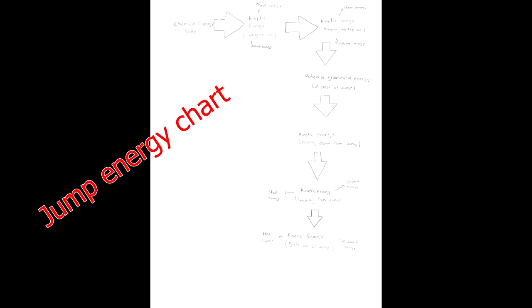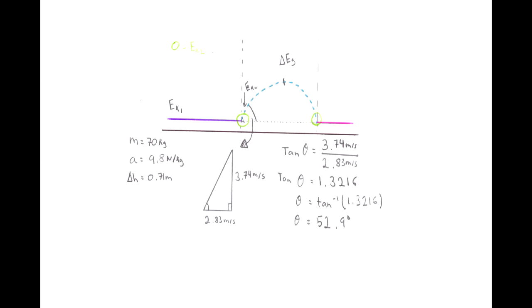Now moving on, what is energy conservation? Energy conservation is the idea that energy is never created or destroyed. It transfers from one type of energy to another type of energy. For example, here is an energy chart for the jump. Now let's do some energy calculations.